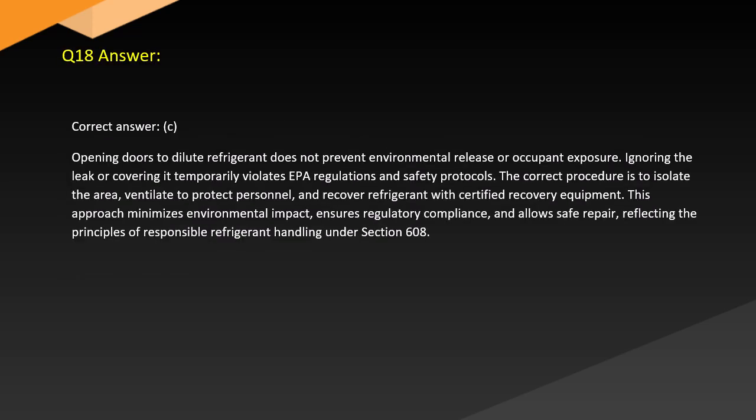Answer. Correct answer. C. Opening doors to dilute refrigerant does not prevent environmental release or occupant exposure. Ignoring the leak or covering it temporarily violates EPA regulations and safety protocols. The correct procedure is to isolate the area, ventilate to protect personnel, and recover refrigerant with certified recovery equipment. This approach minimizes environmental impact, ensures regulatory compliance, and allows repair, reflecting the principles of responsible refrigerant handling under Section 608.